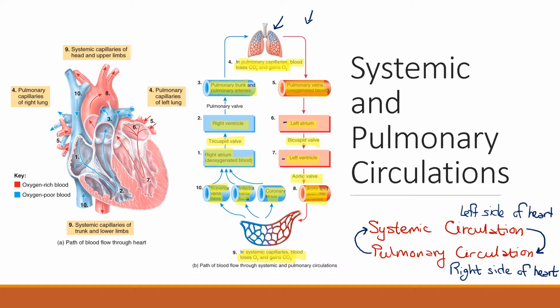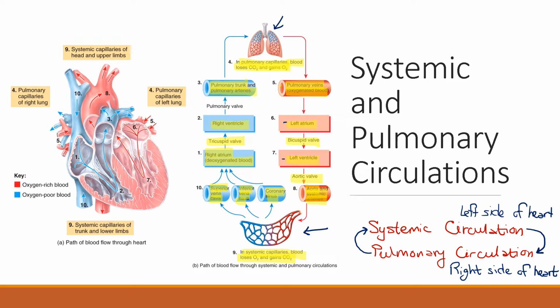Systemic circulation just means the circulation of the whole body, systemic meaning body. So this is going to be the circulation that goes to all the organs of the whole body, muscles, everything else. That's going to be down here. Pulmonary circulation just means to the lungs.